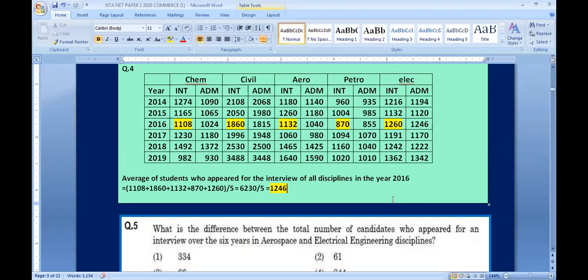Total divided by number. So 6,230 will be the total of all candidates who appeared for the interview in all engineering discipline in the year 2016. So average of them would be 1,246.